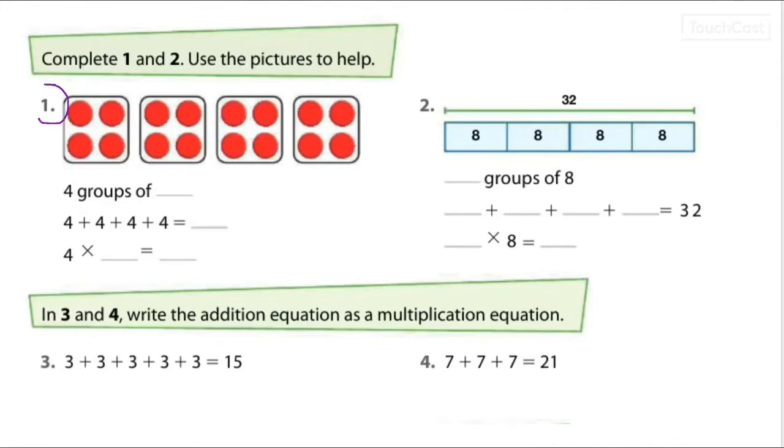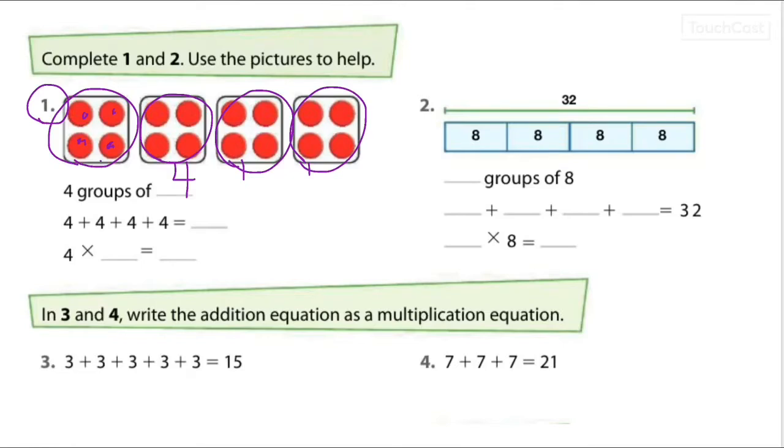We're going to do the first problem. So I can see by looking at here, there are 4 groups. 1, 2, 3, 4. Now, how many are in each group? Well, let's count. 1, 2, 3, 4. So I have 4 groups of 4. A way to write that as an addition sentence is 4 plus 4 plus 4 plus 4. What is 4 plus 4 plus 4 plus 4? How could you solve that?